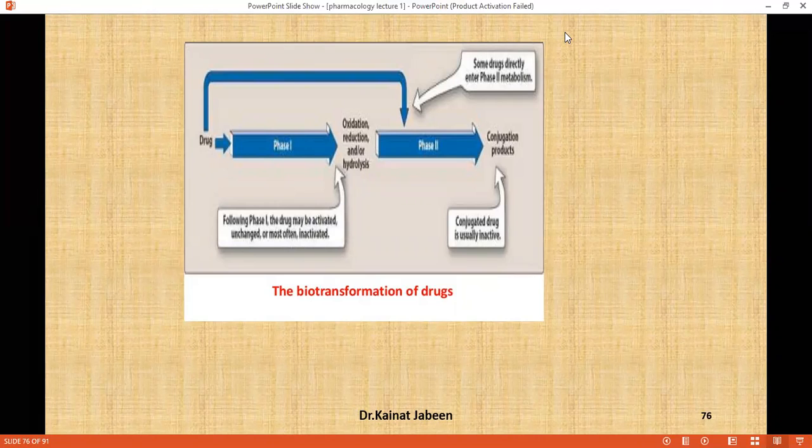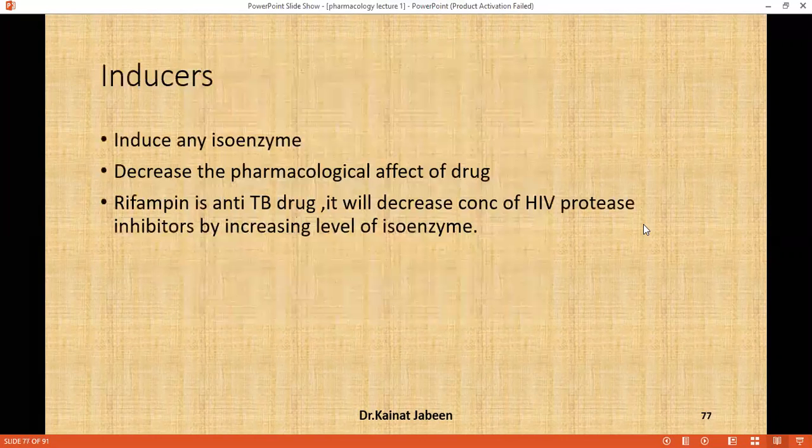You can see here in the diagram, the drug has to pass through phase 1. In phase 1, oxidation, reduction or hydrolysis will occur and convert the drug into the hydrophilic form. In phase 2, some drugs pass from phase 1, and if they are not completely hydrophilic, they enter the phase 2 reaction where conjugation will occur. And there are some drugs which move directly into phase 2 without passing through phase 1.